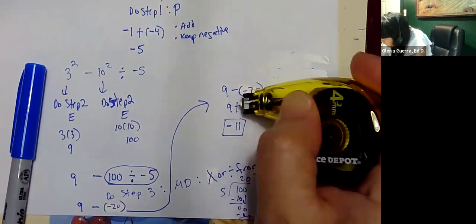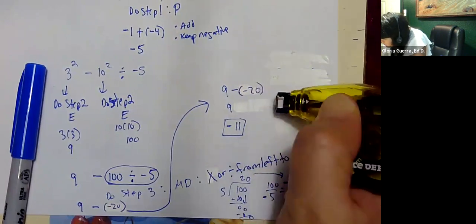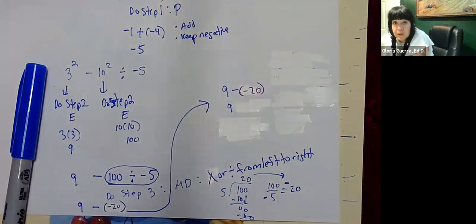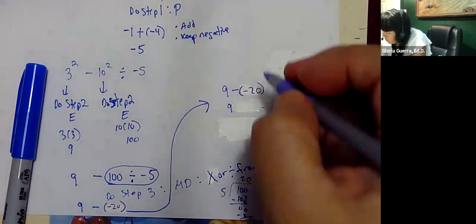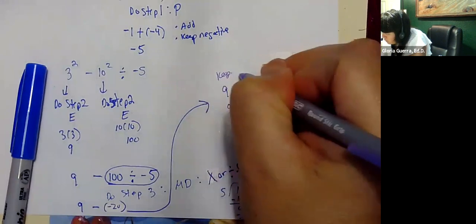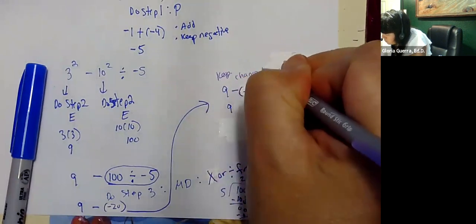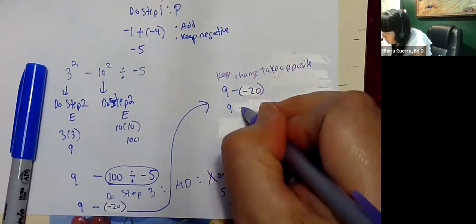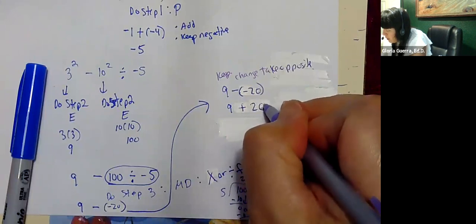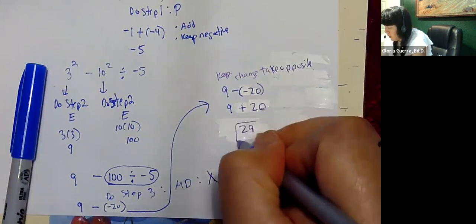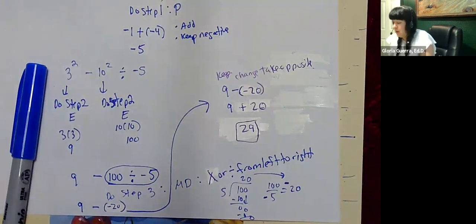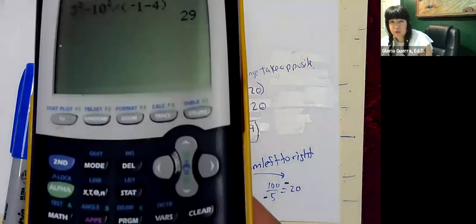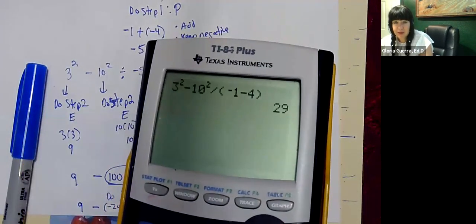Okay, so here what's happening is a negative and a negative. Okay, so 9 minus a negative 20 is keep, change, take the opposite. So 9 plus opposite negative 20 is 20. So then we get the 29. Aha, which is what the calculator did, okay? You should definitely check your answers because see, we made a mistake and caught that.